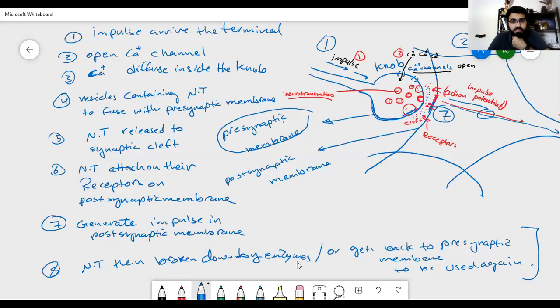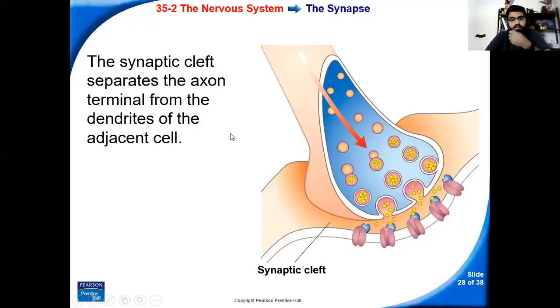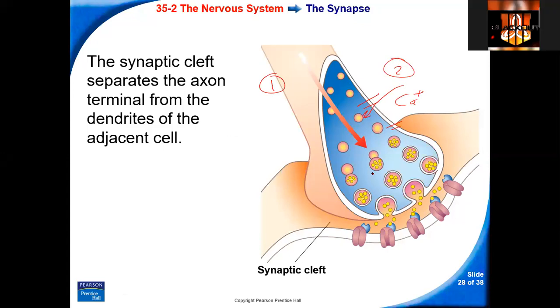Let's see the slides very quickly. Here, number 1, when the impulse arrives. Please, in the slides they didn't mention the calcium channels, so add it. Number 1, the impulse arrives at the knob. Number 2, the channels of calcium open, so calcium diffuses inside. This point number 2 is not mentioned in the slides, so it's important to write it.